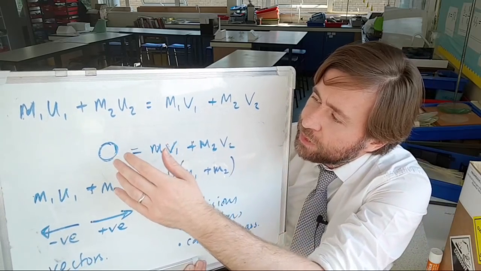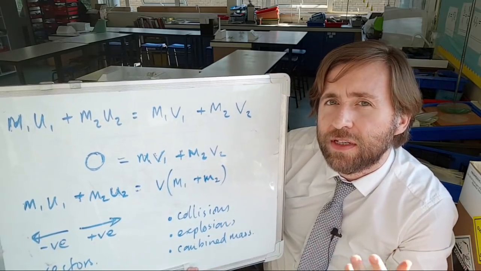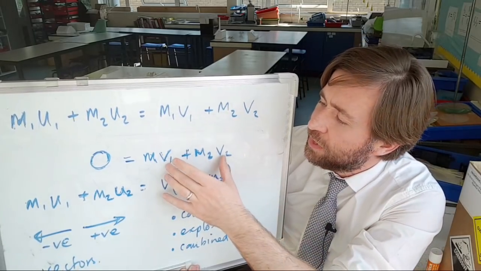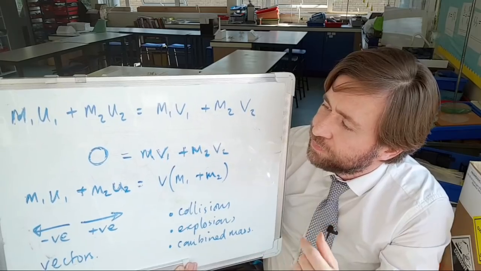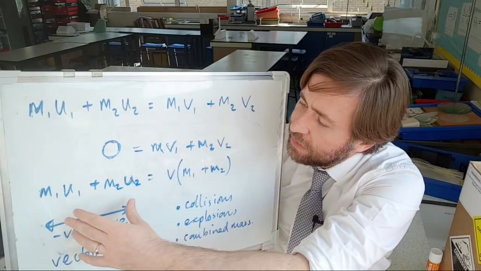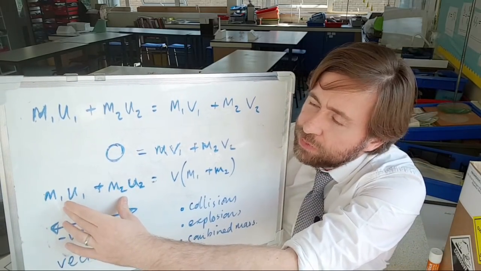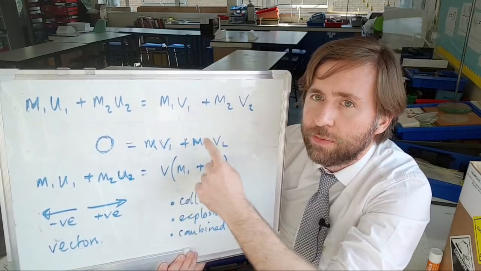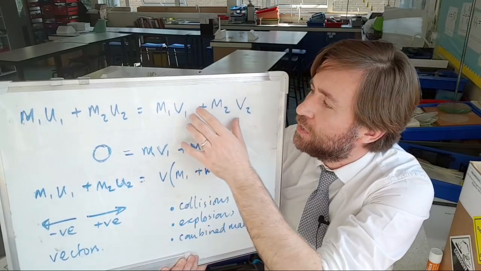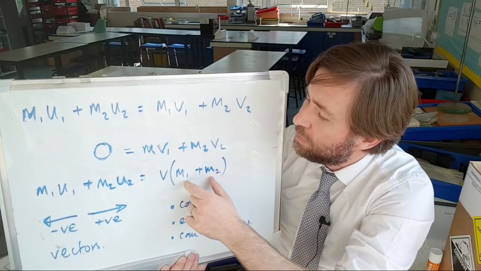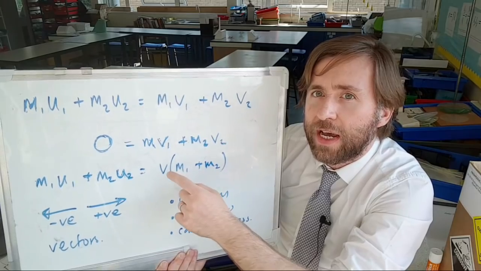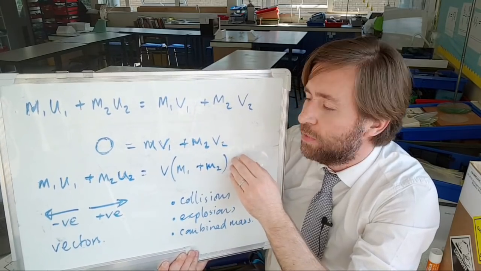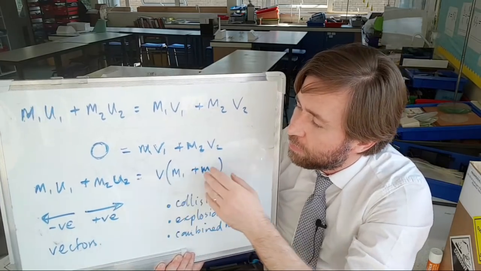But you can remember an explosion is the situation where you start not moving, two objects push equally and oppositely by Newton's third law, and they have equal and opposite momenta afterwards. And then lastly, this one is if they collide, so two objects with initial velocities, initial momentum, collide and become one mass. This mass and this mass have come together and now it's moving as one, and we've got to work out the final velocity of that combined mass. This is a really common conservation of momentum question, so memorize that one up.